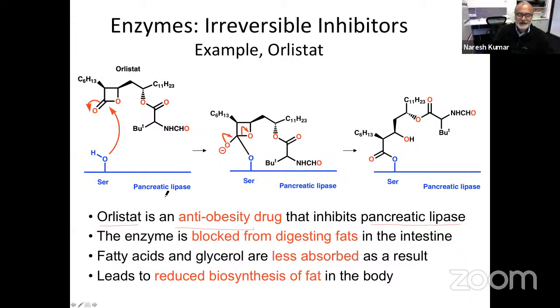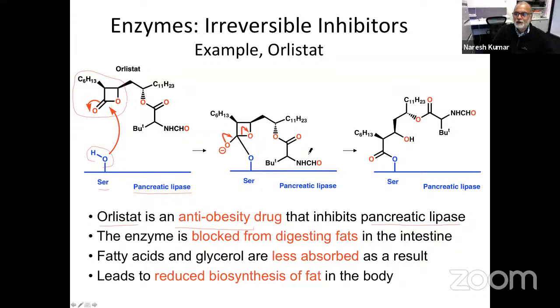So this is our pancreatic lipase. It also has that OH group from the serine amino acid. And this drug also has a four-membered ring. In this case, the ring is a lactone. It's not a lactam, it's a lactone. But the mechanism is very similar. The OH group reacts with this lactone to form a covalent bond.